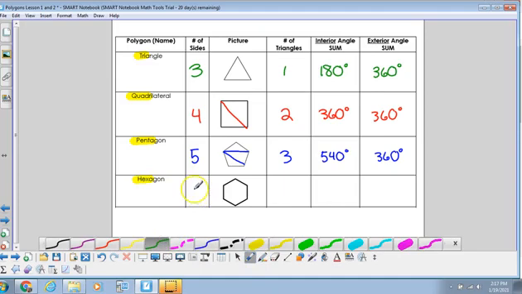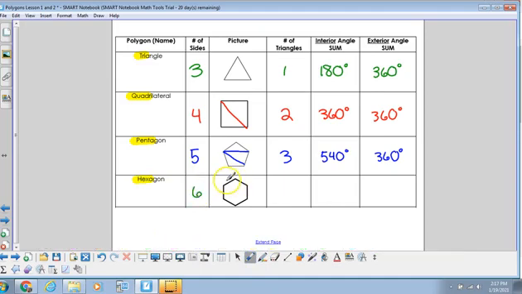Our next figure is a hexagon. Hex means 6 sides. If we draw in our diagonals and draw some triangles, we've got one right here, one right here, one right there. Again, my lines aren't great, but you can tell there are 4 triangles there. Each of those triangles has 180 degrees, so we've got 4 of them at 180 degrees. That's a total of 720 degrees for our interior angles. The exterior angles, I'll give that to you. It's 360. We'll talk about those a little bit more later.